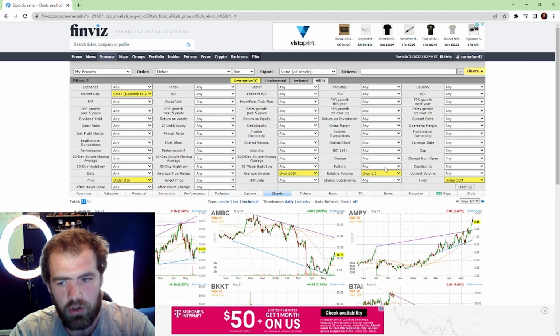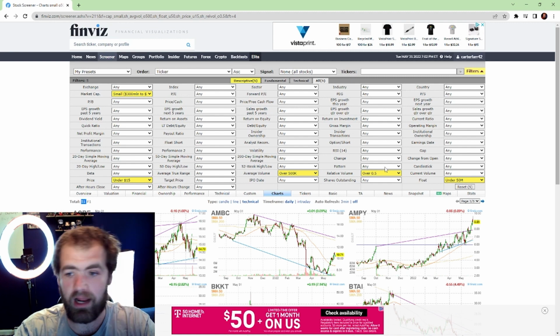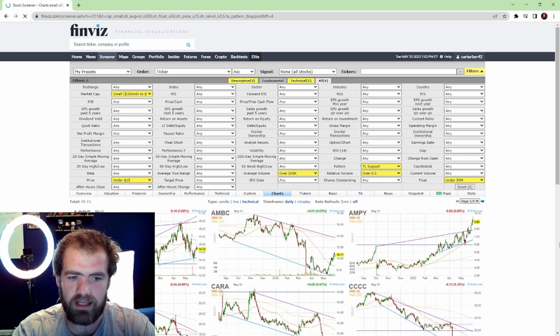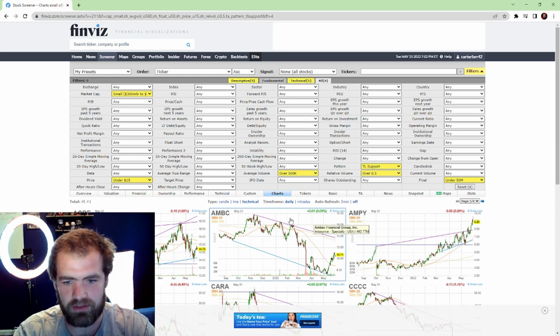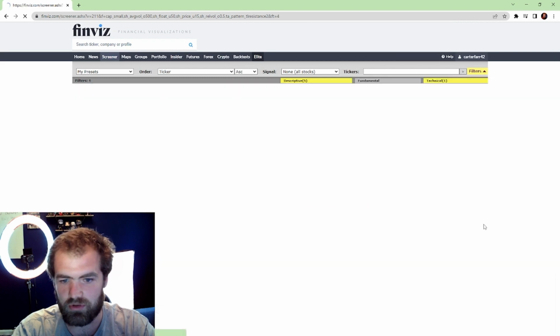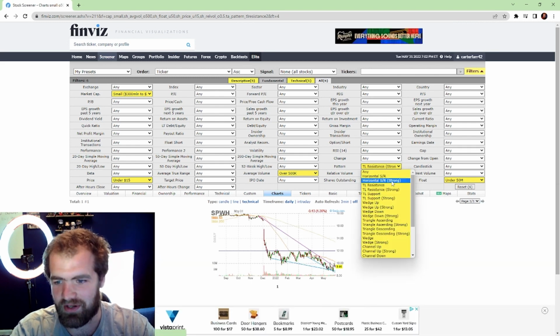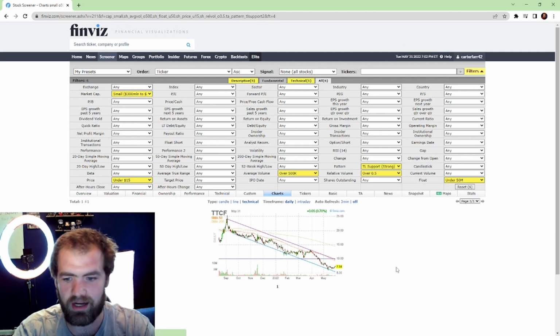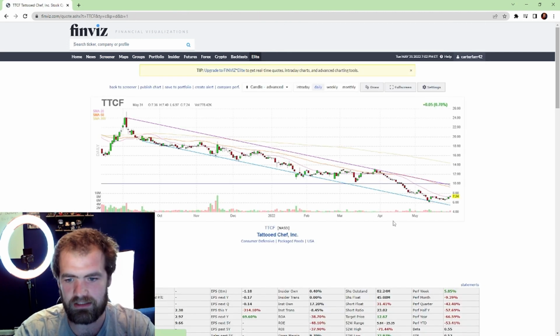So the next thing, you don't have to do this, but I always like to change this pattern. I want to go trend line support and just throw it out there and see what happens. So you guys can see we still have 45 stock. We'll go trend line support strong. So you guys can see a 1 of 1 stock. Let's go ahead and look at it.